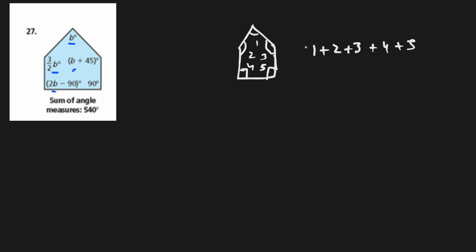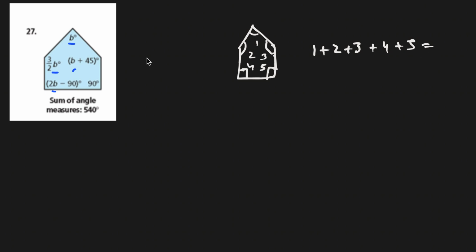Now, the sum of the angle measures is 540 degrees. That helps us because we have all of these angles. We have this shape over here. It's my best attempt to draw it again. It resembles a house. So we have 5 angles. If this is angle 1, 2, 3, 4, 5, we want to take the summation of all of these angles. This is not how you would notate an angle, but we're just doing this for explanation purposes.